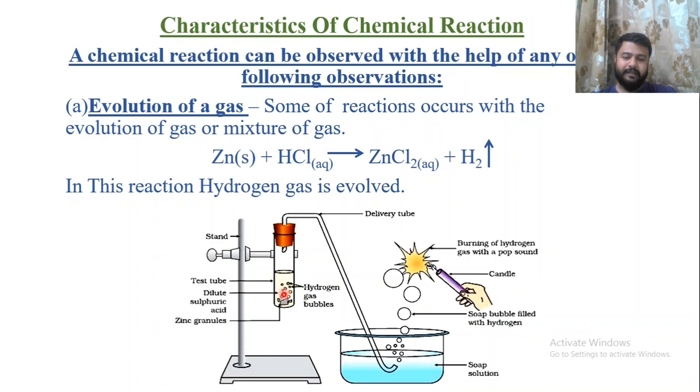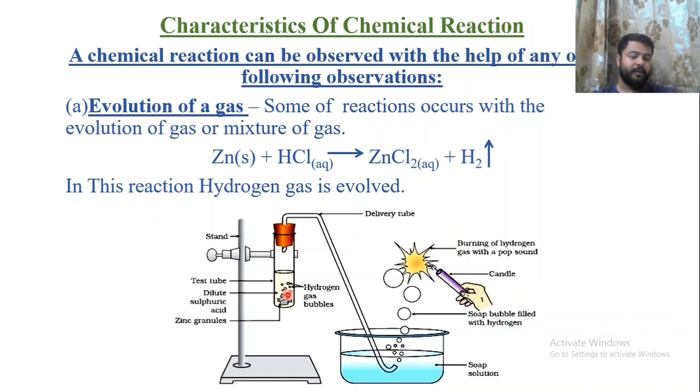Now, as soon as zinc granules react with dilute sulfuric acid, hydrogen gas is produced. But what is the second question? What observation do you find when these zinc granules react with sulfuric acid? The observation is brisk effervescence or formation of bubbles. As soon as sulfuric acid reacts with zinc granules, or HCl reacts with zinc granules, there is a formation of bubbles and brisk effervescence.